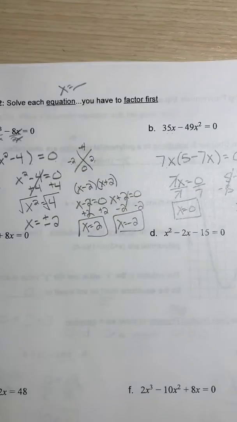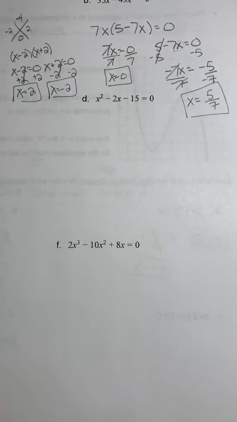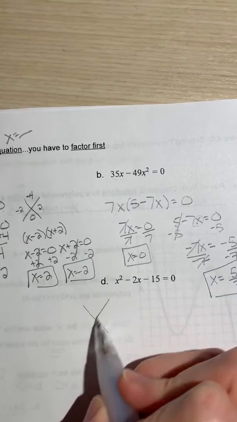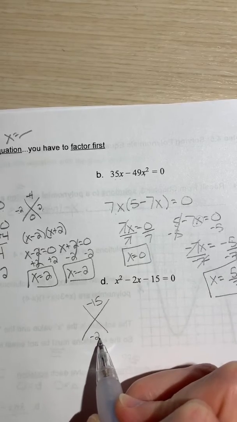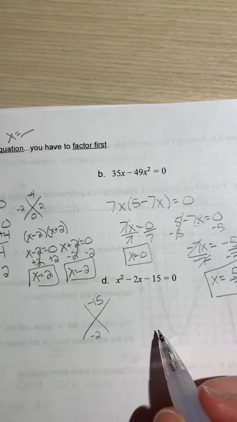Okay, let's do one more here. Let's do a trickier one. So this one I'm just going to say, you're going to factor using your x method. So you're going to have negative 15 and negative 2. You're going to get the two factors, set them equal to 0, and solve.